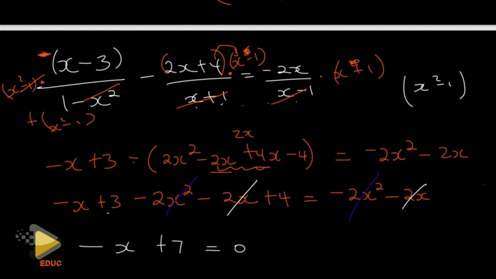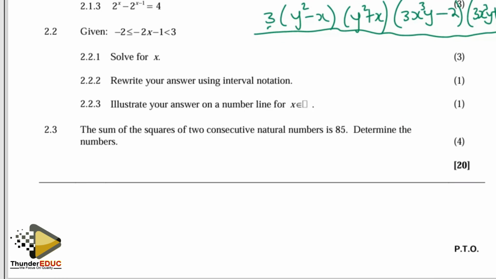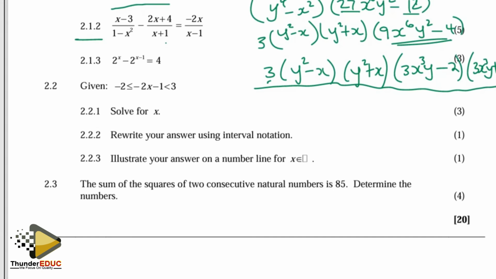I can move the negative x that side. So 7 is the same as x. Therefore, our x is 7. Should be 4 marks, this question. How many marks are they giving us? It's just 3 marks. All right, no problem. Still, no. It's 5 marks. Yeah, people are generous this time.